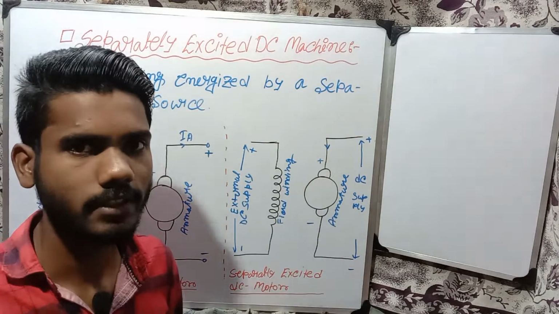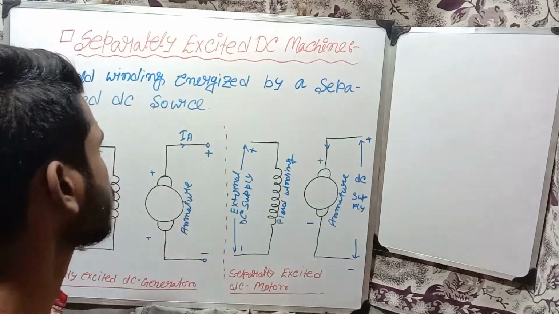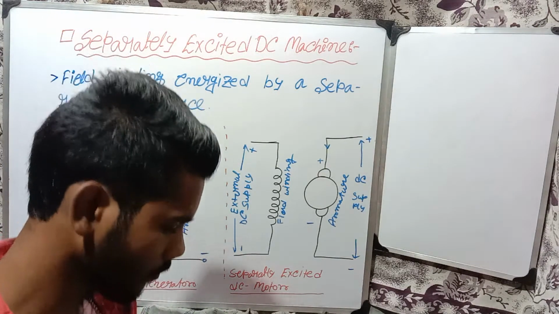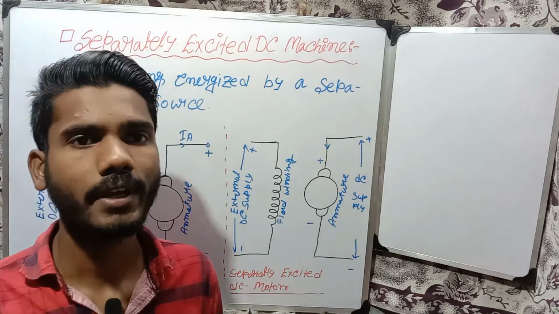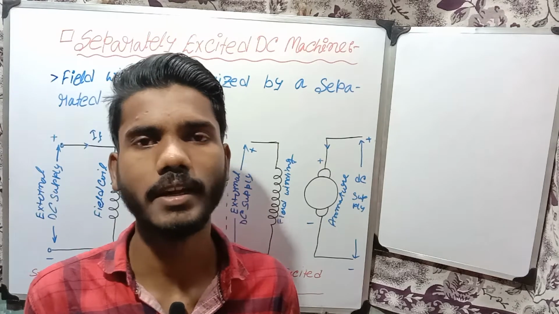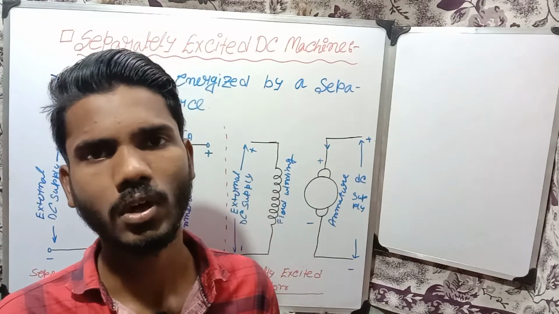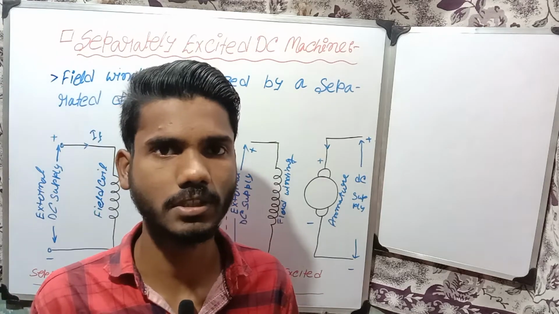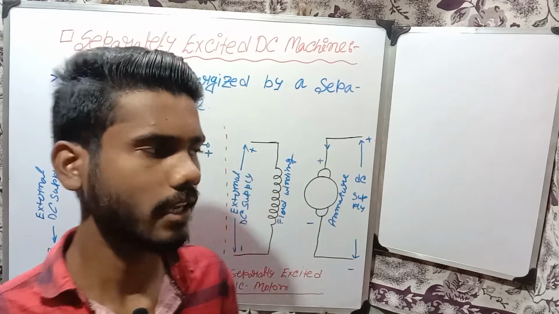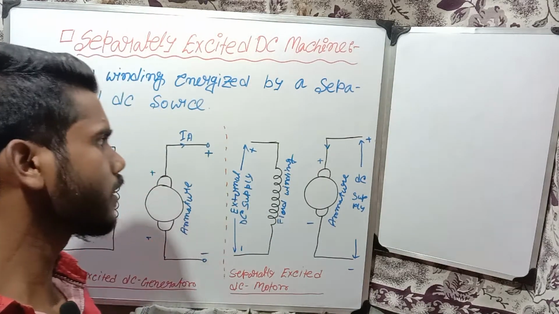Now I will discuss the separately excited DC machine. So what is a separately excited DC machine? When in a DC machine the field winding is energized by a separate DC source, then we call this DC machine a separately excited DC machine. That means the field winding is energized by a separate DC source.